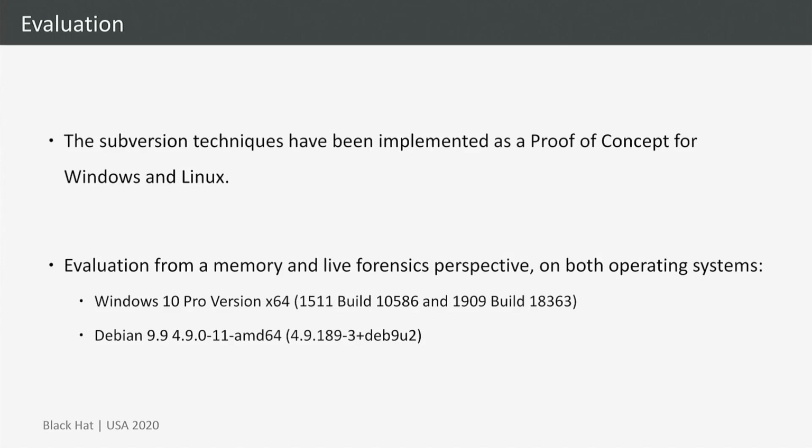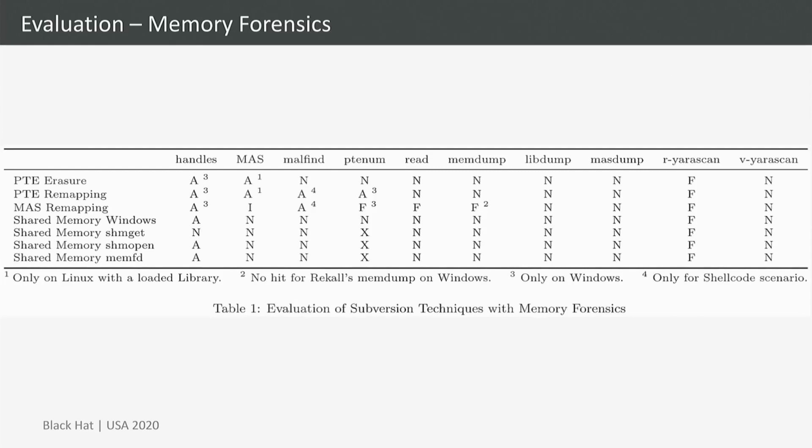Okay, let's have a look at the evaluation. We implemented our techniques for Windows and Linux and tested those in multiple VMs for Windows and Linux, in both cases on x64 architectures. These are the results from the memory forensics point of view. We used multiple plugins, including YaraScan plugins. We used Rekall and Volatility for all those plugins. What you can see for YaraScan, for example, is that Volatility's YaraScan was not able to detect any of our hidden malicious content, but Rekall did.